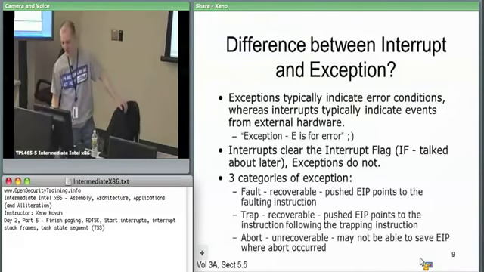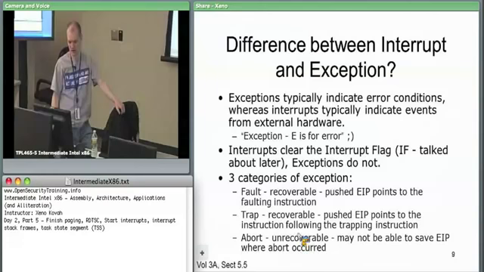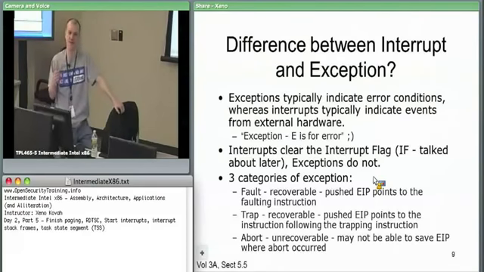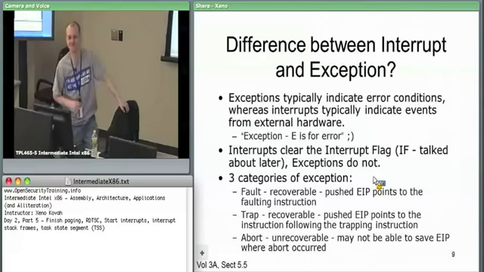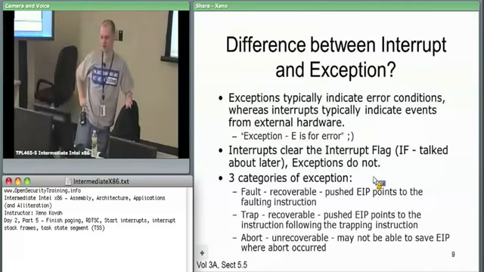Of those bad things that happen, there's kind of three categories. There's fault, trap, and abort. So a fault is recoverable. So this is something bad happened, but you can recover it. Well, I don't know which is which, but I'm pretty sure the page fault handler handles page faults. Page faults are faults. So fault is recoverable. It pushes the EIP of the faulting instruction.